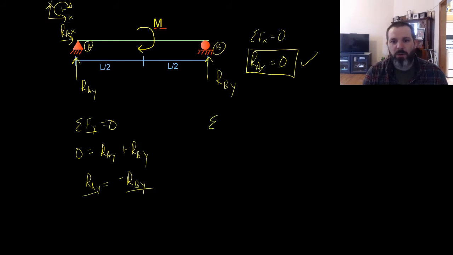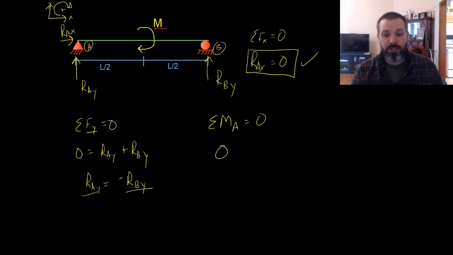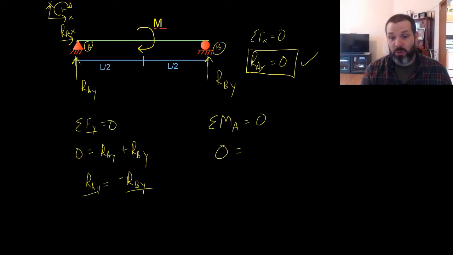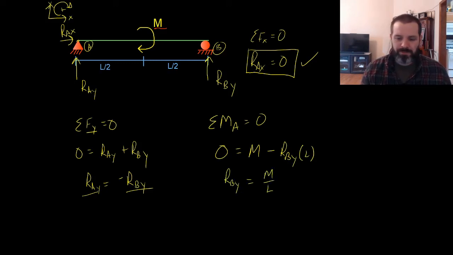Let's just go ahead and sum the moments around A again. And when you sum moments, if there is an applied moment on a beam anywhere, that applied moment gets tied into your moment equation. So this moment equation is going to be 0. Since we're summing it around A, RAY and RAX act through the point we're summing, so they don't come into the equation. We're going to have an M going clockwise, which we say is positive, and then we're going to have RBY times L. If we solve this, we find that RBY equals M over L.